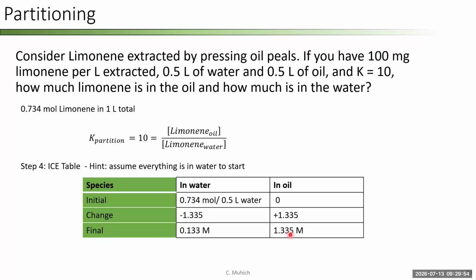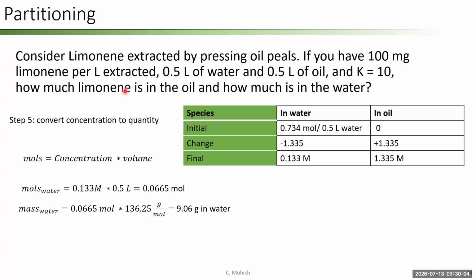Okay, so now we have the concentration of limonene in oil and water, but we need to figure out how much is there. So what's the mass in there? Well, we can convert concentration to quantity. The number of moles is concentration times volume. So the moles in water are the concentration, 0.133 molar, times 0.5 liters, that's the volume. And that gives us our final number of moles of 0.0665 moles.